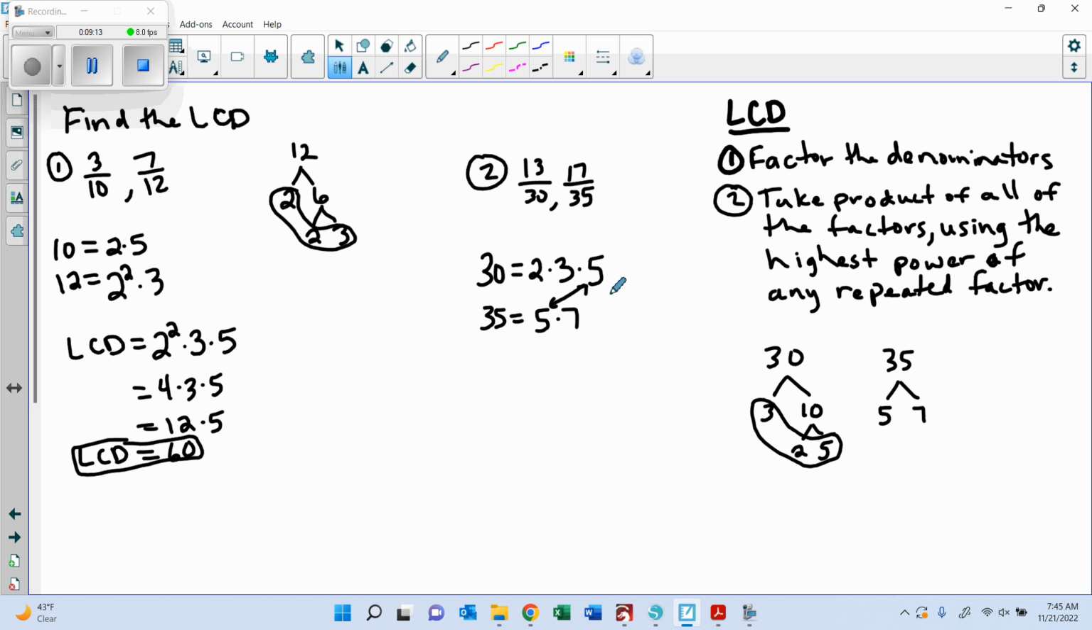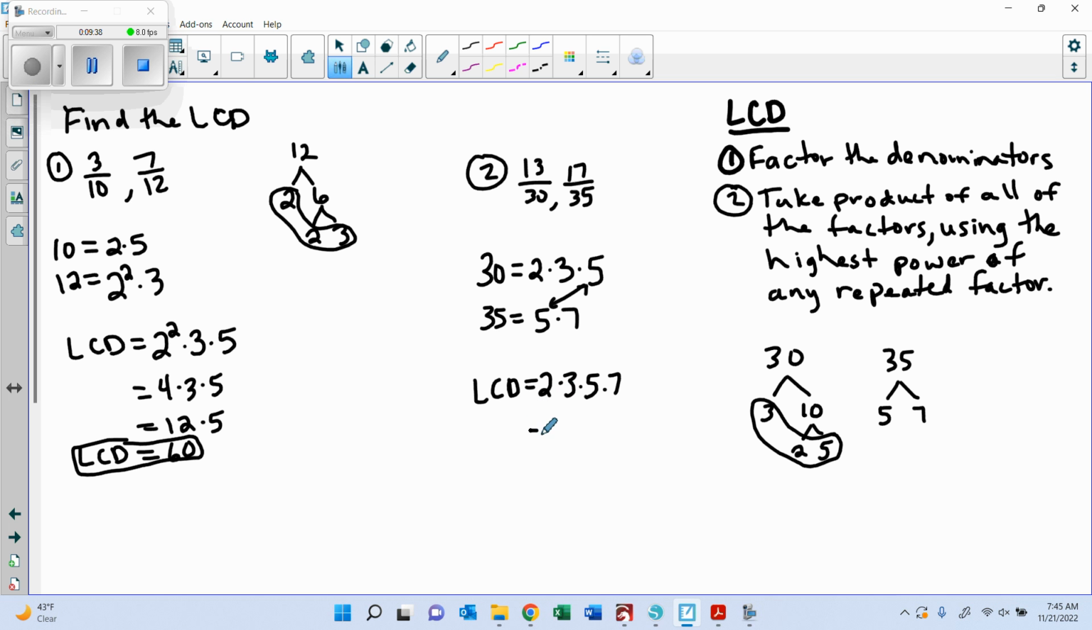So on a repeated factor, we use the highest power. Well, the highest power is a 1 here. So our least common denominator, we need every factor. So we need a 2, we need the 3, we need the 5, which again is repeated, but it's the same power. So we just need the 5, and then we need a 7. And that's going to be our least common denominator.